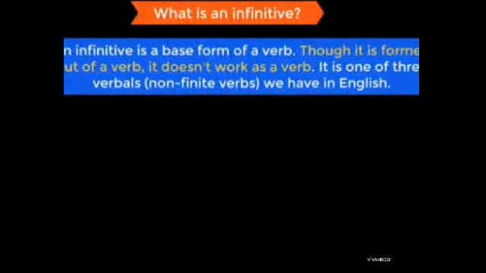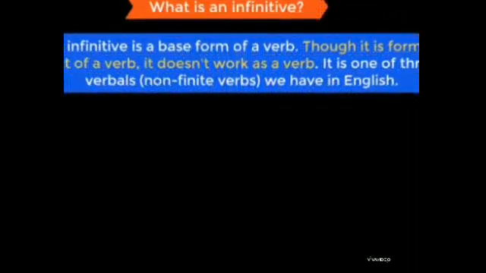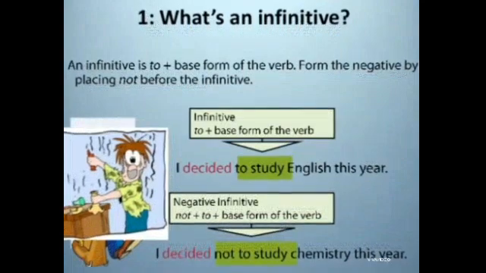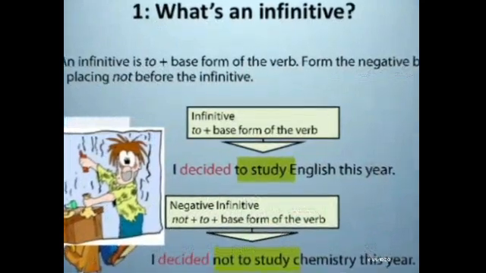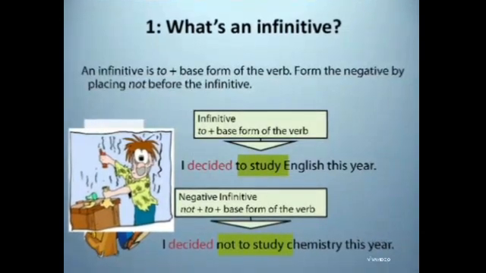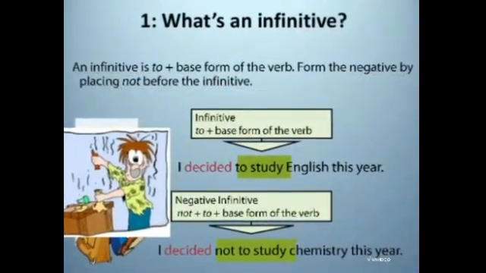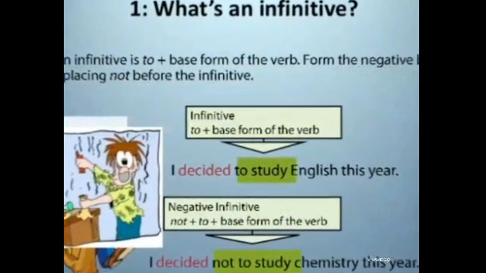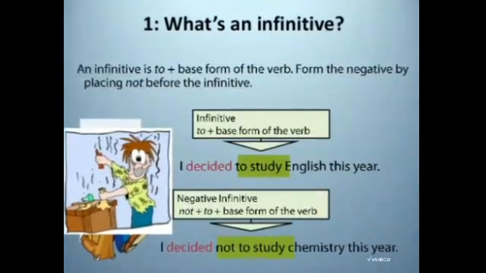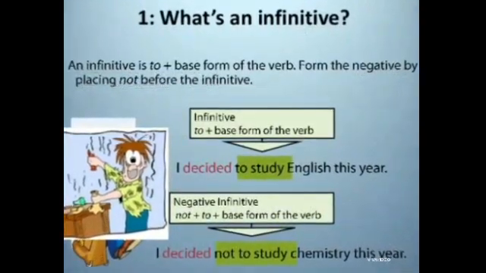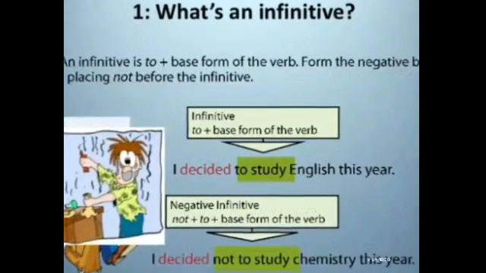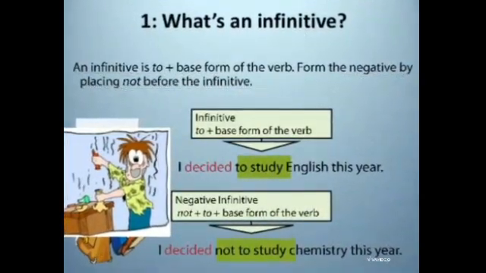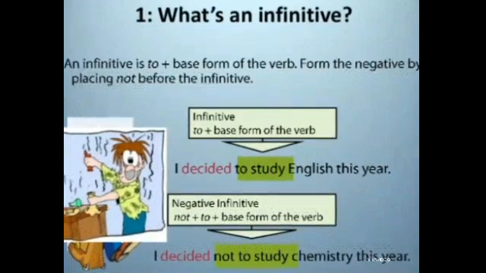Example: David and I agreed to meet at 4 o'clock. To meet is the infinitive. So, an infinitive is to plus the base form of the verb. Form the negative by placing not before the infinitive. For example, I decided to study English this year.